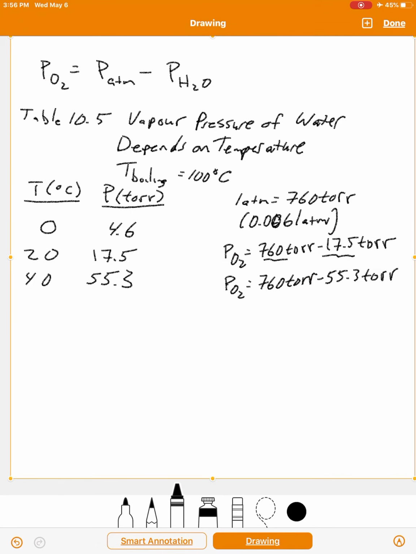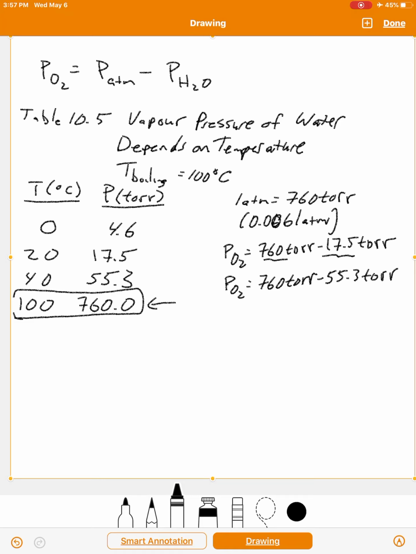Now suppose you go all the way up to 100 degrees C. This is not something we would do in terms of collecting oxygen or collecting a gas. Most likely we're not going to make the water 100 degrees C. But I want to point out what happens to the vapor pressure of water. 760, right? What that tells us is that once you reach the boiling point of the liquid, which is water, its vapor pressure is equal to an atmosphere.